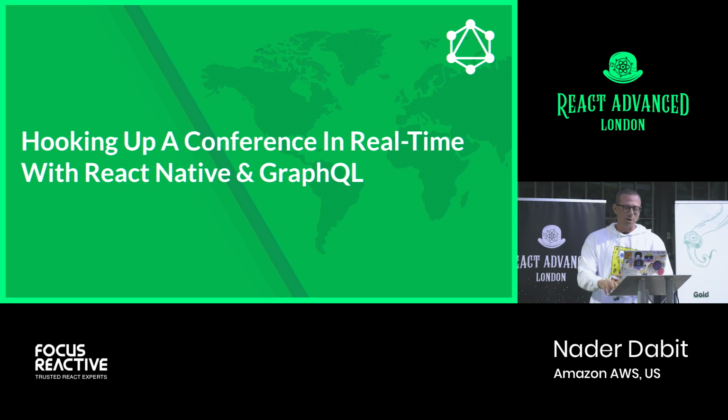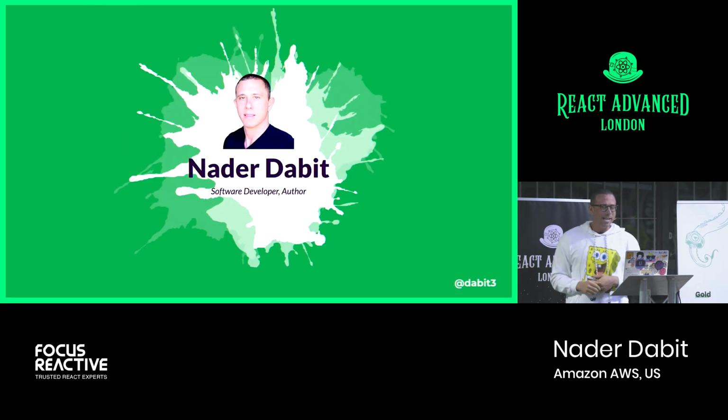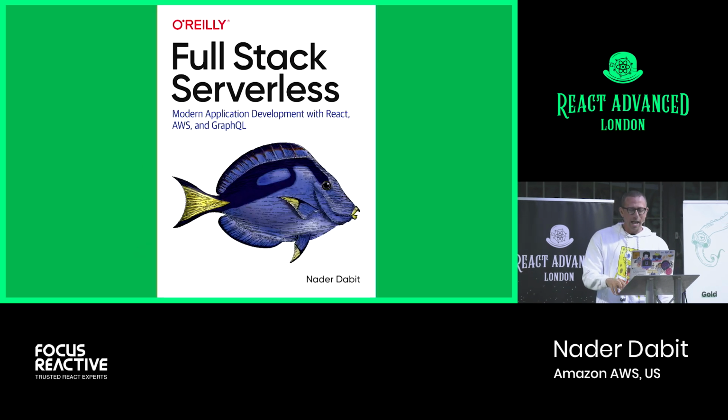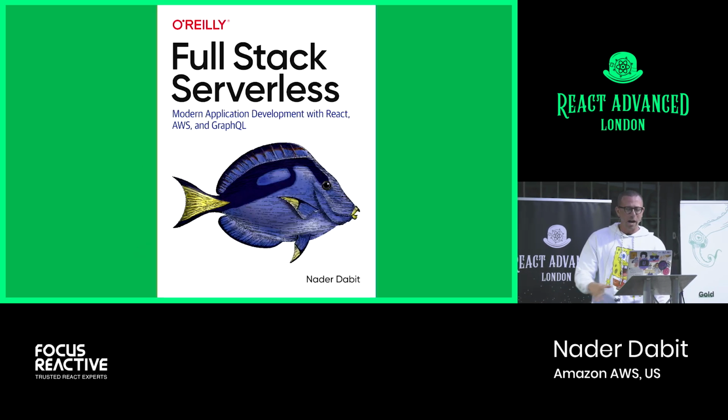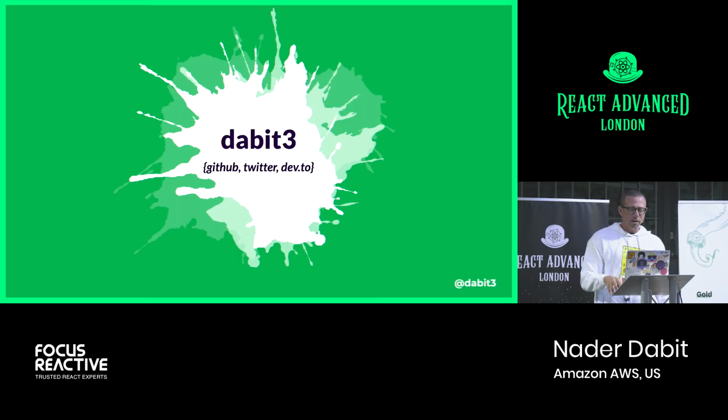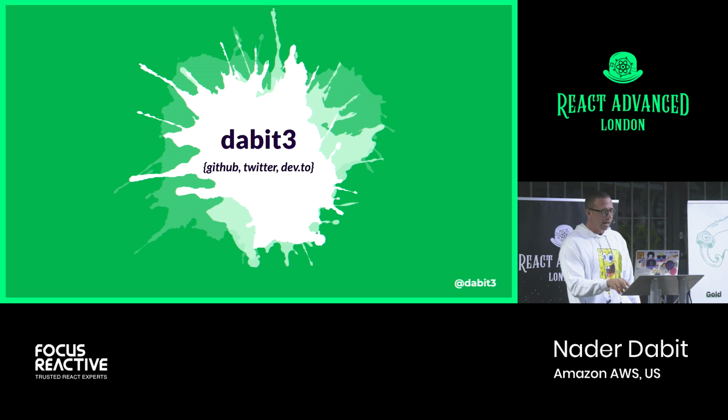That was my long intro. My name is Nader Dabit. I'm a software developer and I'm an author. I've written React Native in Action for many publications, and I'm now writing Full Stack Serverless, which is basically building full stack apps using cloud resources in React and GraphQL. And you can find me on Twitter, Medium, and dev.to, and GitHub at Dabit3.